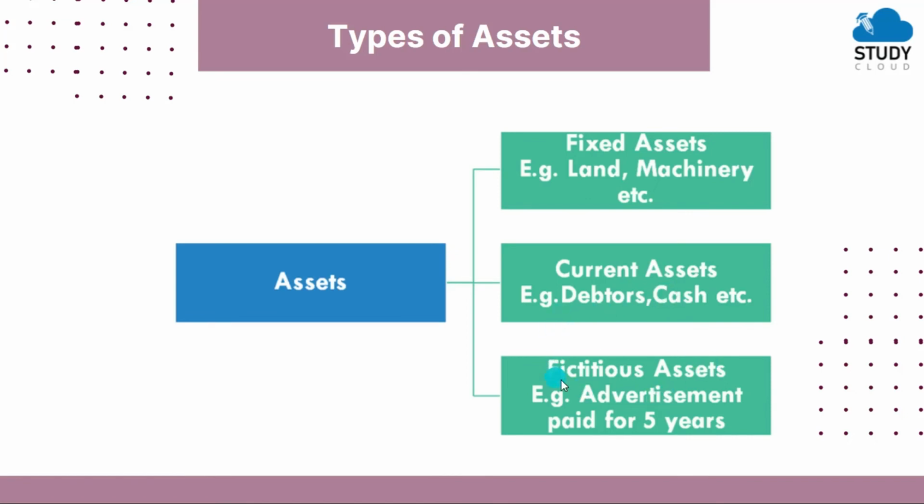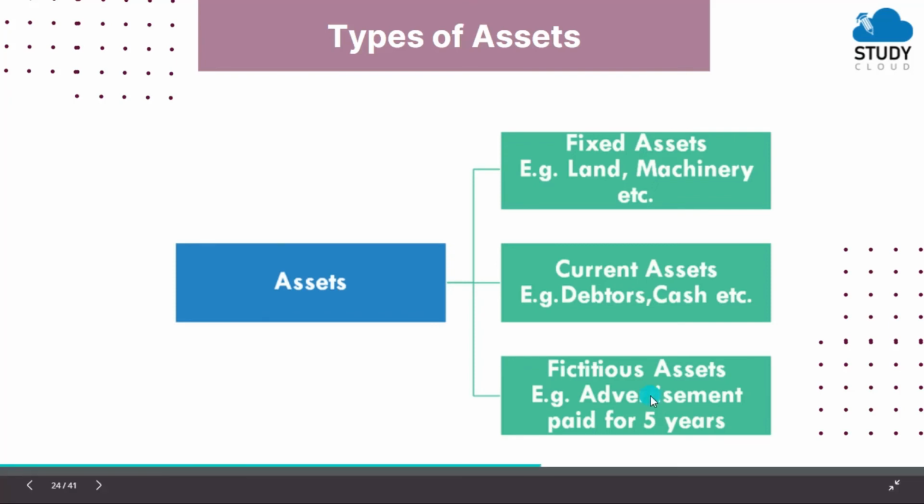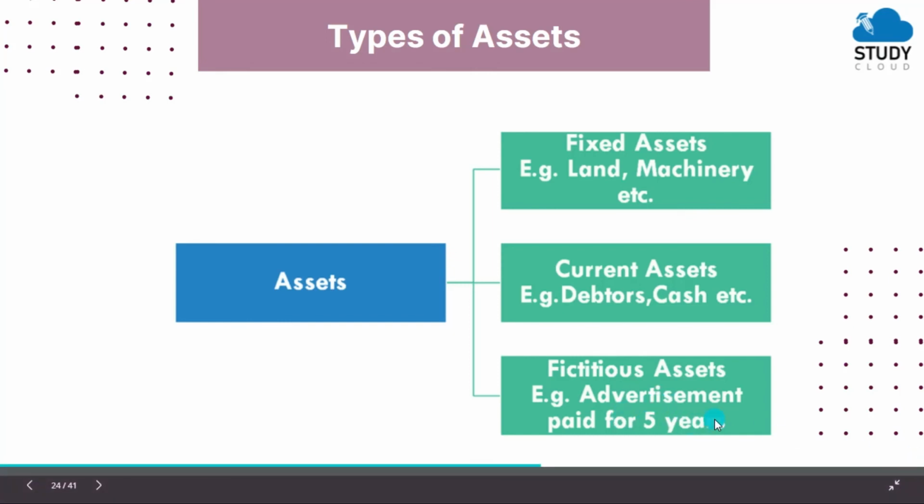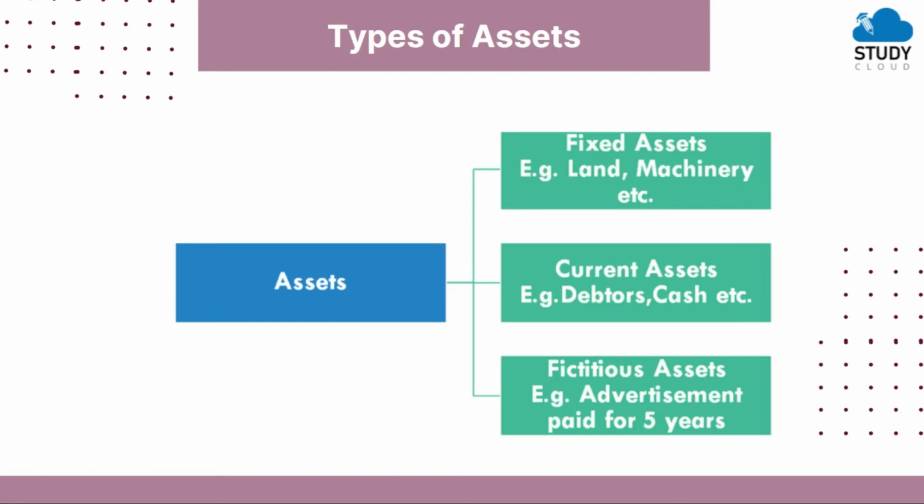There is also the fictitious asset. These are assets which give you benefit for a longer period of time, say for a period of more than 5 years. These are assets which neither have physical form nor any real value, but on technical ground they can be treated as assets. For example, advertisement paid for 5 years, or preliminary expenses, or discount allowed at the time of issue of shares, etc.